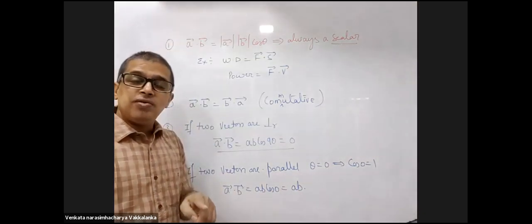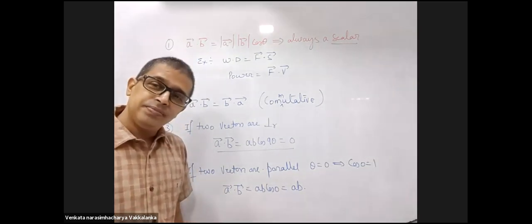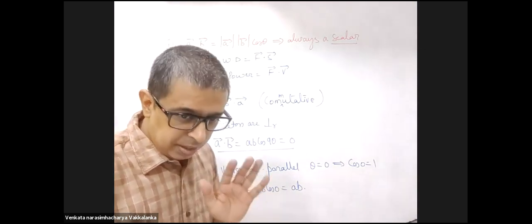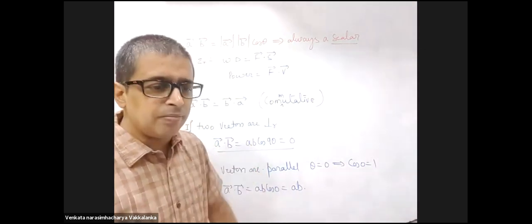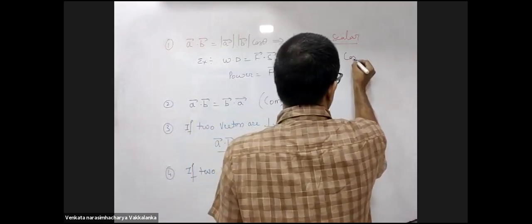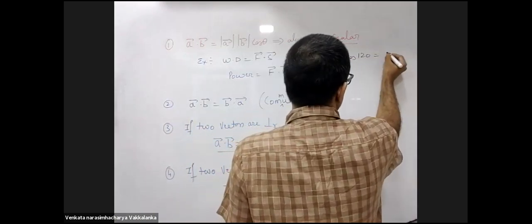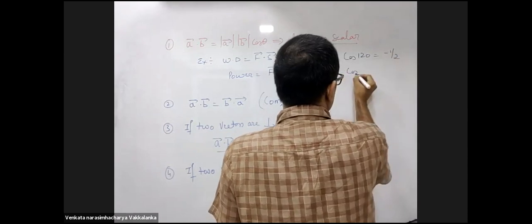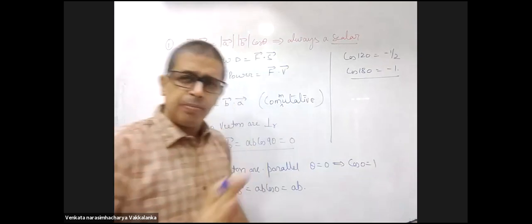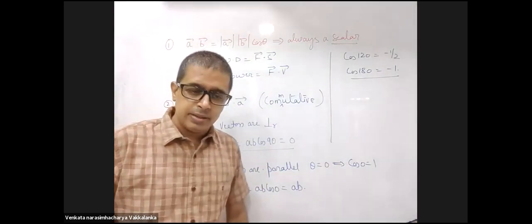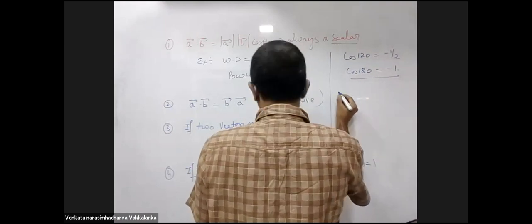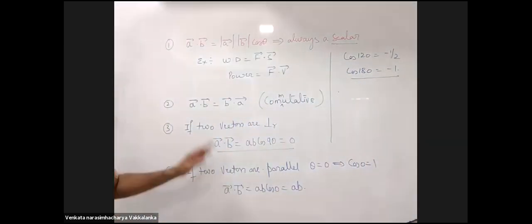Do you know the value of cos 180? It is -1. If somebody by chance doesn't know, just remember these values, we'll need them. Two values that you need to remember temporarily: cos 120 is -1/2, cos 180 is -1. Fifth point: if two vectors are anti-parallel.